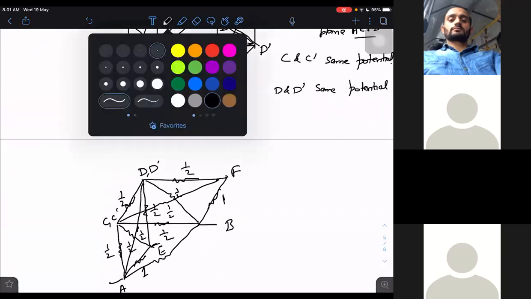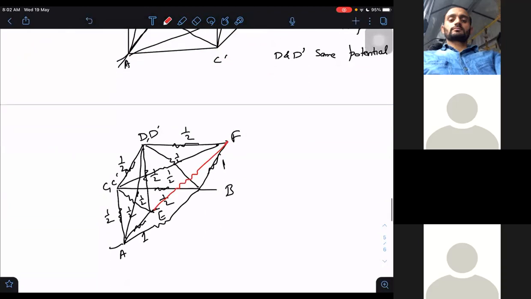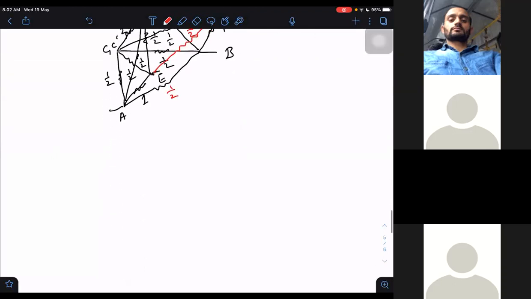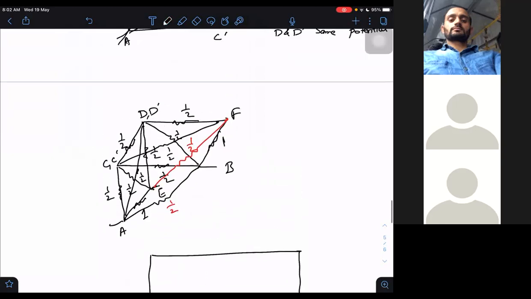Similarly, the one which is connected between E and F is also one only. 1 by 2, also 1 by 2. So now we will open it up. Let us open it in one. EF is along the mirror. AB and EF are one. 12 ohms are there now.